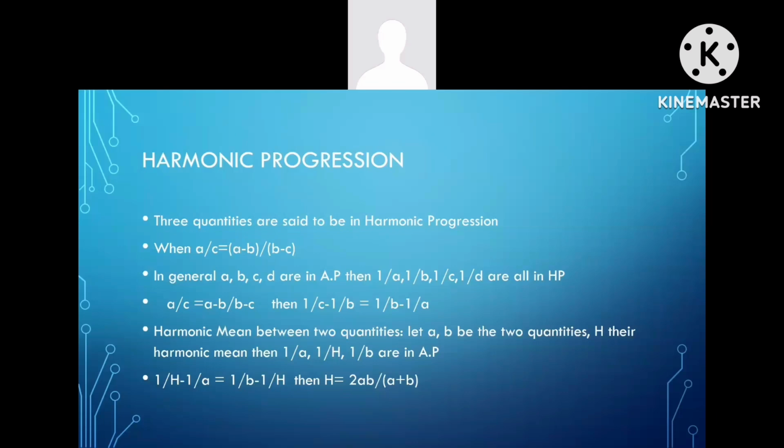their harmonic mean, then 1 by A, 1 by H and 1 by B are in AP. 1 by H minus 1 by A equals 1 by B minus 1 by H. 2 by H equals 1 by A plus 1 by B. H equals 2AB by A plus B.